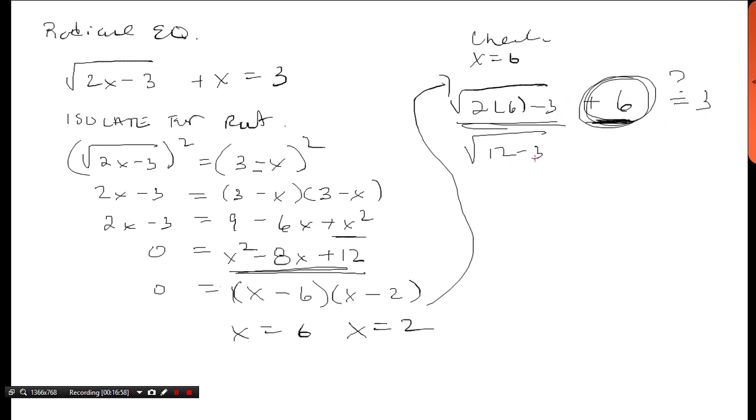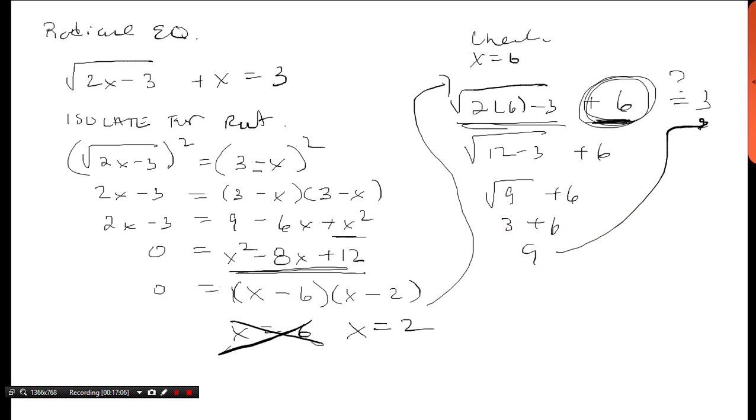It gives you 12 minus 3 plus 6, 9 plus 6, 3 plus 6, which is 9. But that's not equal to 3. No good. 6 does not work. Do the same thing with 2. Square root of 2 times 2 minus 3 plus 2 equals 3, hopefully.